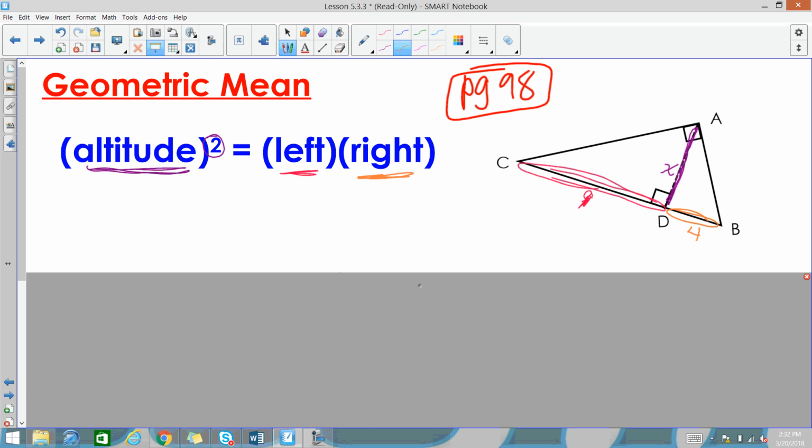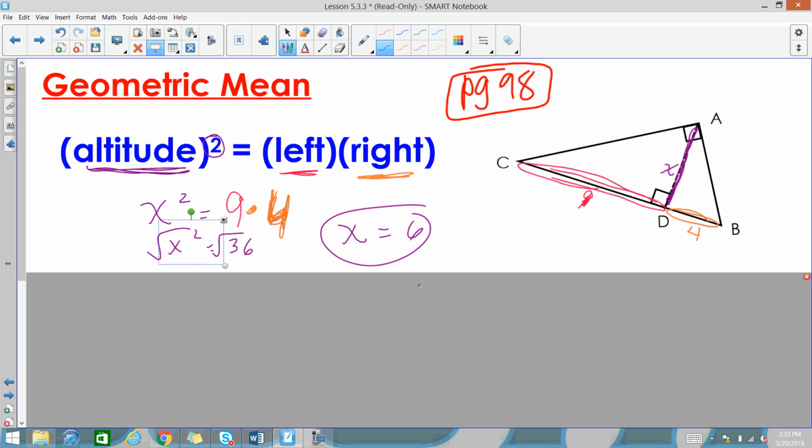The formula to find x is not necessarily setting up similar triangles, but it works the same way. It sets up the ratio that your similar triangles will give you. It's going to look like this: altitude, which is x squared, equals the left part, which in this case is 9, times the right part, which is 4. Then you just simplify and solve. So x squared equals 9 times 4, which is 36. The square root of 36 gives x equals 6. That's what you would still get if you set up your similar triangles.